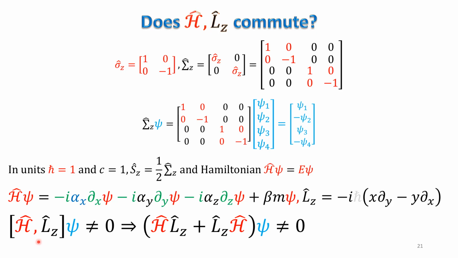You can pause the video and try the multiplication and addition of h hat L hat z plus L z hat h hat equal to 0. Actually, this does not commute. If it commuted, it should be 0. It does not commute.